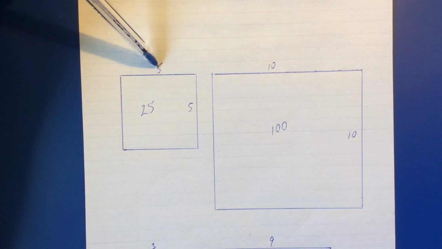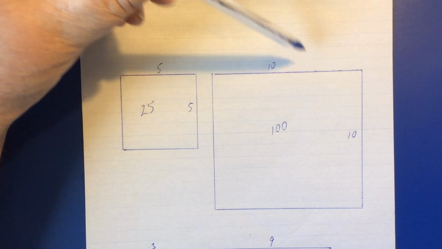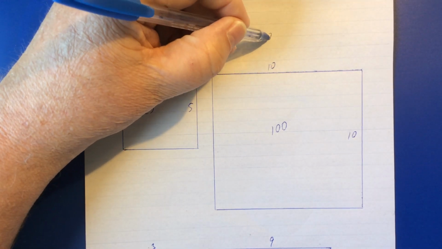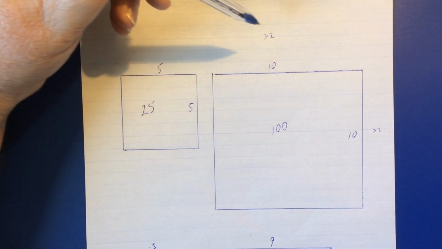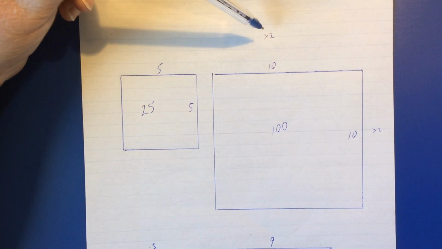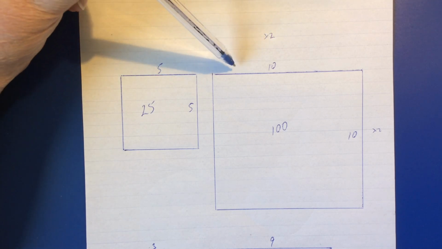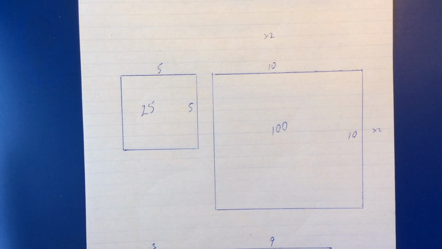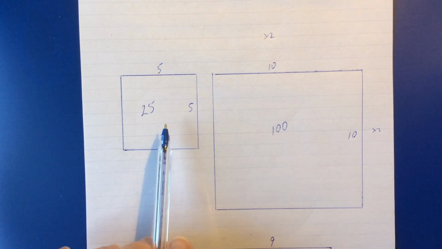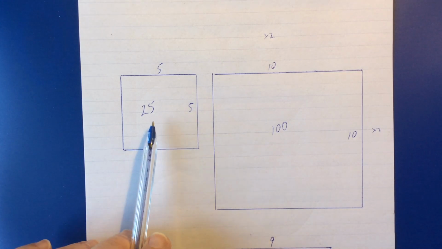So the factor from 5, the scale factor, if you will, from 5 to 10 is 2. So I've doubled this, so 5 by 2 is 10, and the same over here, by 2 is 10. And so the relationship is the square of the factor from 5 to 10, which is 4. So 100 square units is made up of 4 lots of 25.